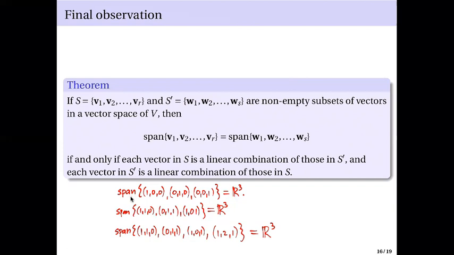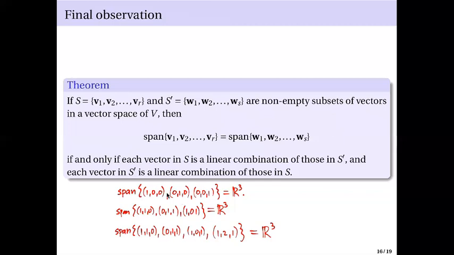Okay? In addition, suppose I have already these three vectors and I added another vector, (1, 2, 1). Okay? I get the span of this, okay? That's still R3. Okay? So what does this mean?